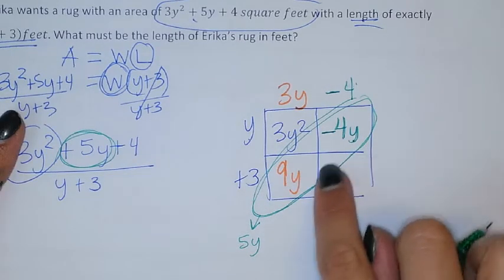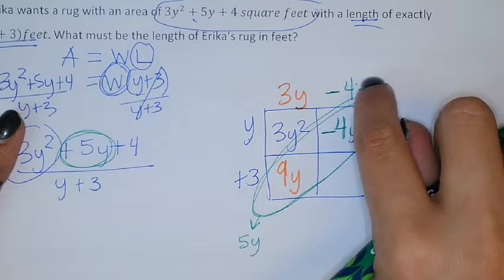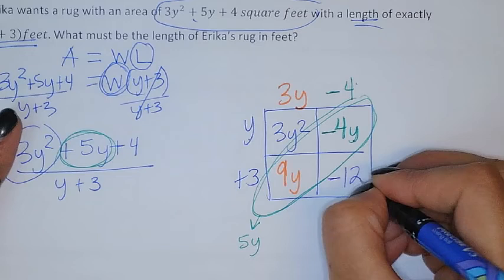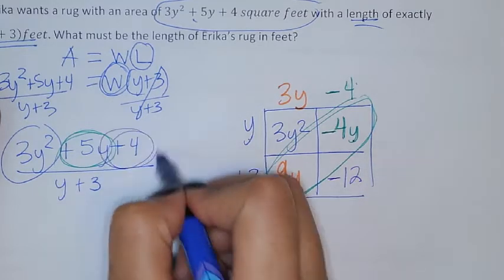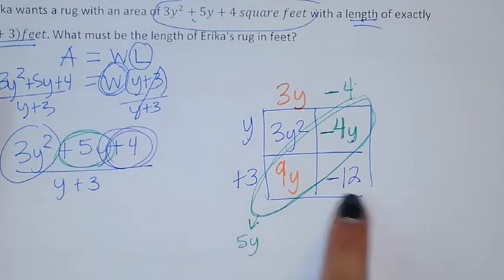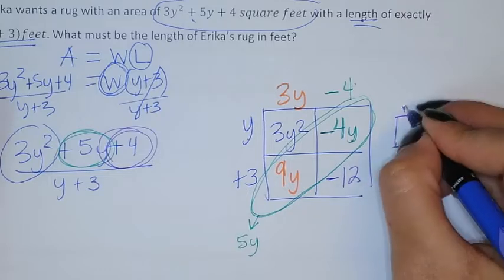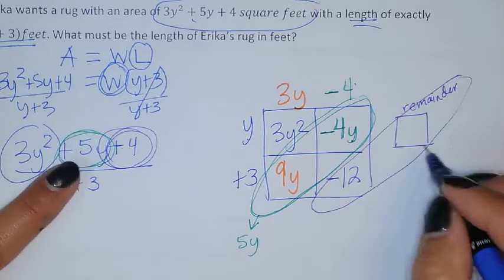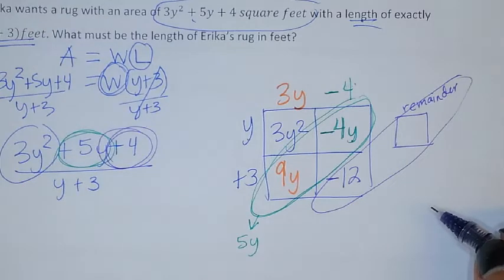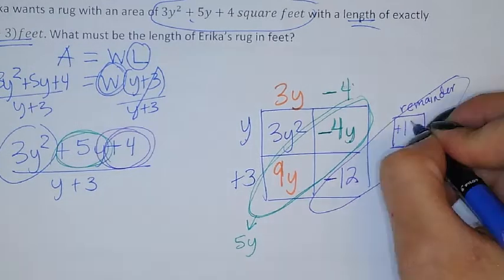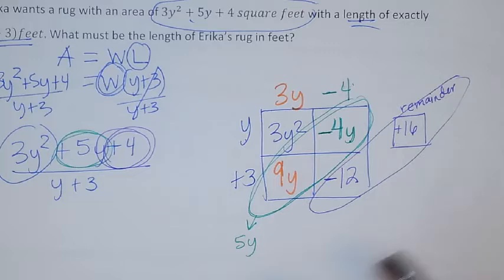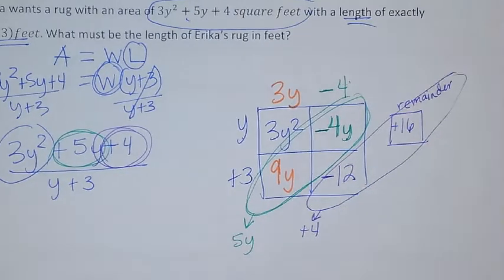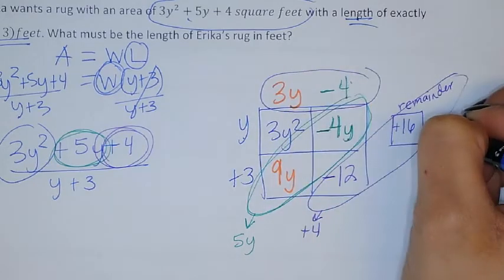Now I'm going to get this place right here. 3 times negative 4 gives me negative 12. That has to match with this last one. This is positive 4. So that means that I need a floating box for the remainder. This together has to equal positive 4. Okay? So that means that this has to be a positive 16, in order for me to get a plus 4 when added together. So my answer here would be this and the remainder.